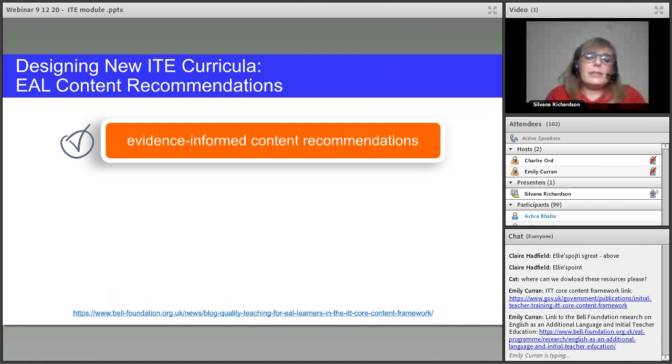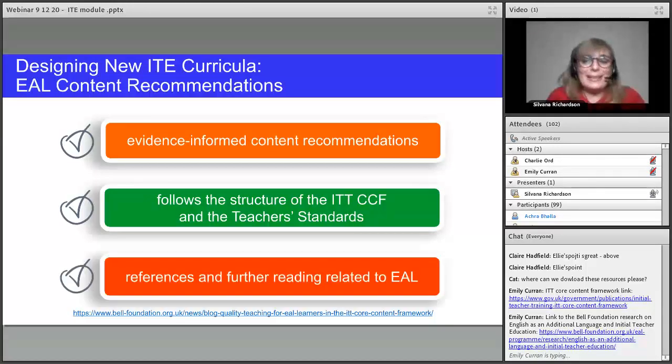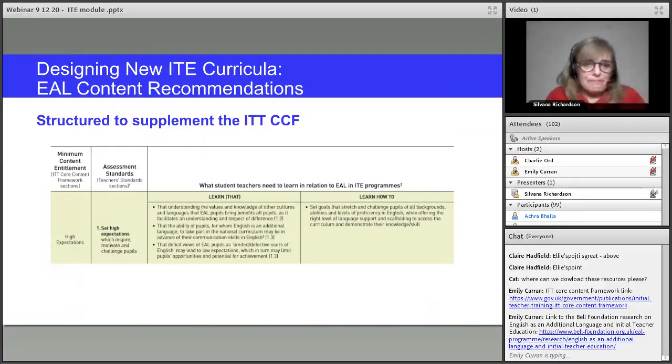So these are evidence-informed content recommendations. They follow the structure of the core content framework and the teacher standards to make it easy to read and follow. But we also provided many more references and further reading related to English as an additional language to help ITE providers and tutors who are writing the new curricula back at the start of this year. So a very quick slide to show you how we structured this document.